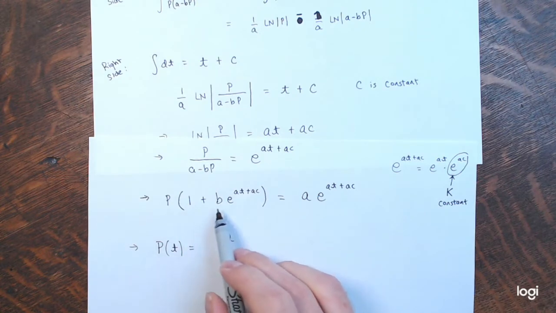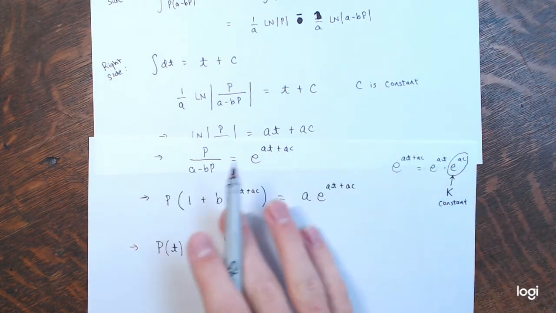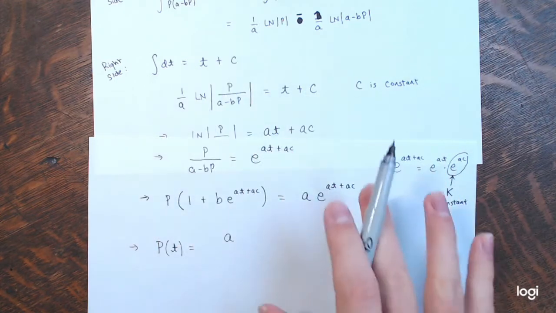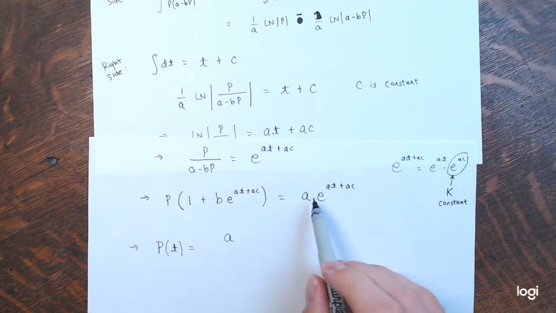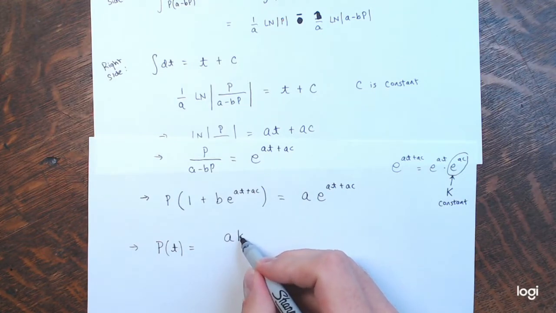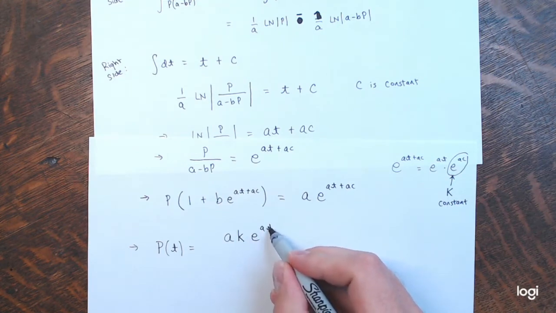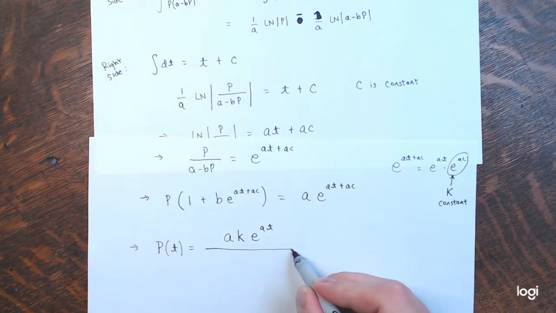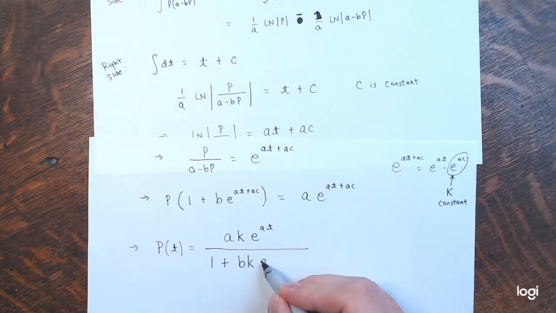So keeping that in mind, again, please bear with me here. If you want to pause things, slow down, go back, whatever, be my guest. So I have a times k, times e to the at, divided by 1 plus b times this k times e to the at.